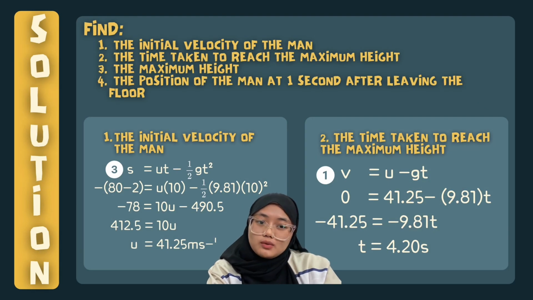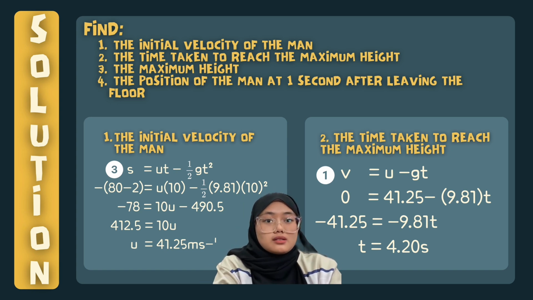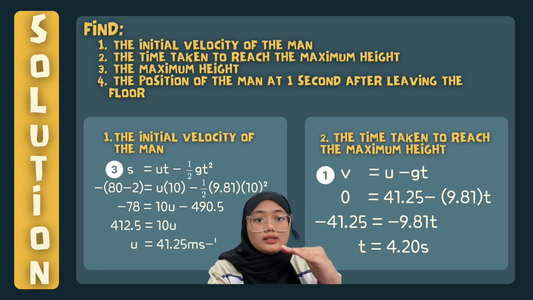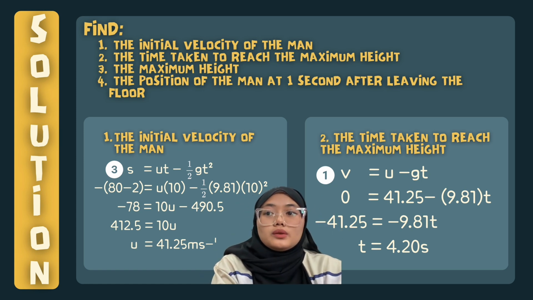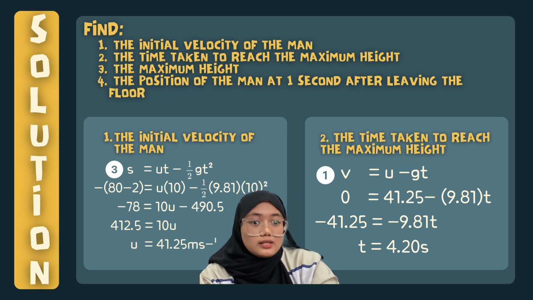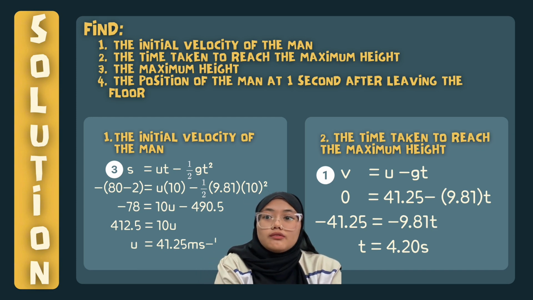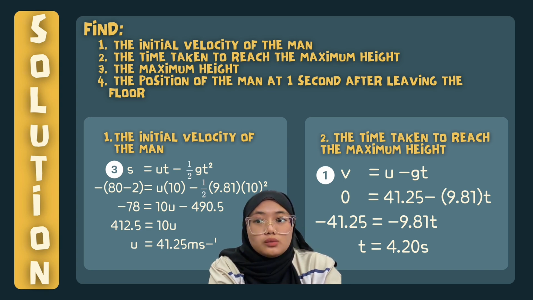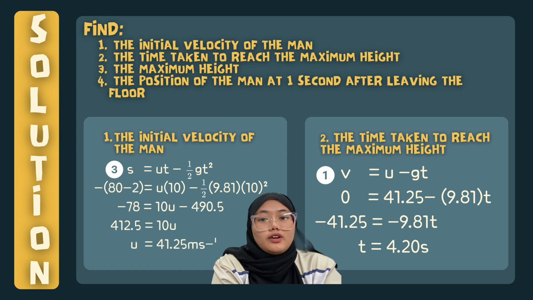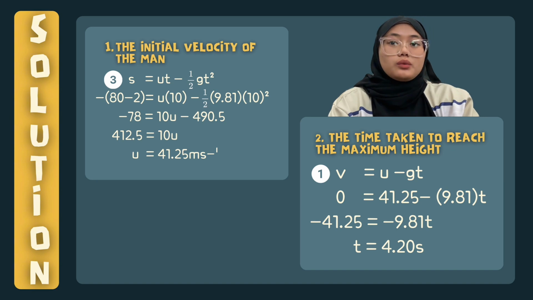Okay, now the first question is find the initial velocity of the man by using the third formula. The distance S is 80 minus 2, because the life safety net doesn't touch the ground and the floor of the building is 80 meters above the ground. So we need to minus 80 with 2. The time we got is 10 seconds, given G is 9.81. So by inserting the S, G and T, we can find the initial velocity, which is U, equal to 41.25 meter per second.